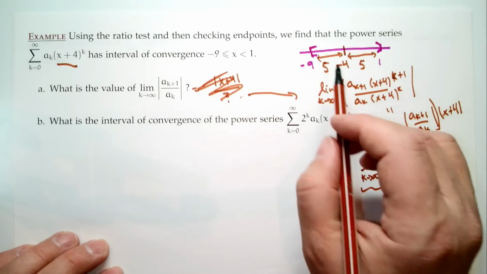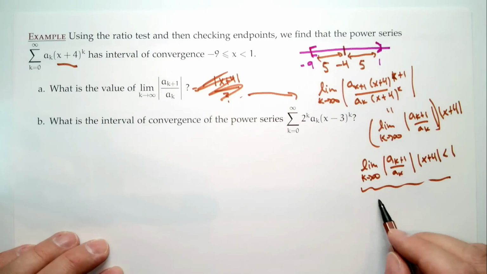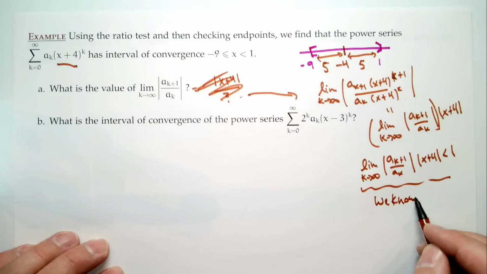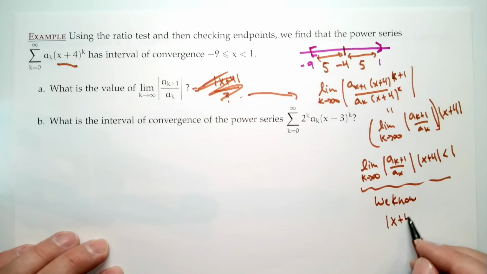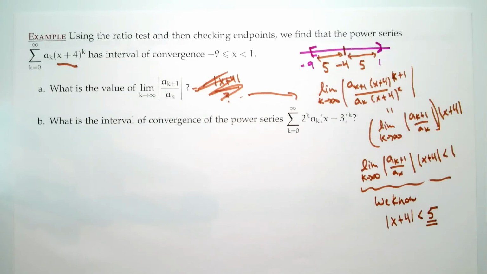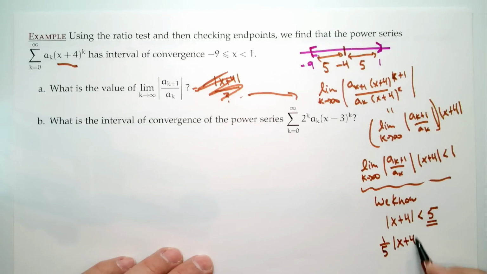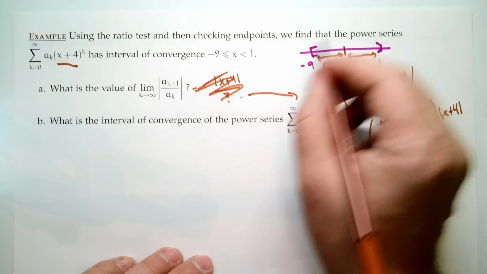Now, let's say what's true. We know that this will converge when the absolute value of x plus 4 is less than 5. This 5 is our radius of convergence. These two statements have to be compatible. Well, what does that say about our limit? Another way to say this is 1/5 times the absolute value of x plus 4 is less than 1. That's when we know it will converge.